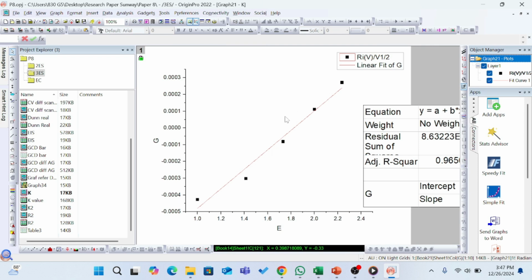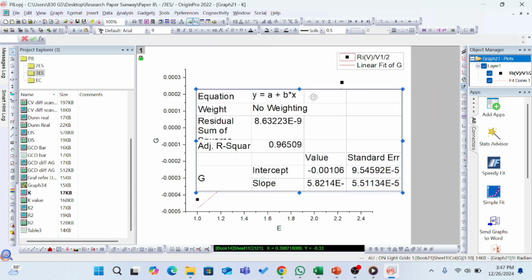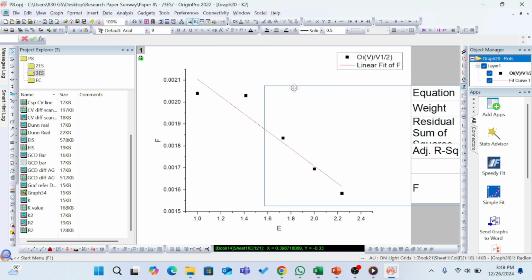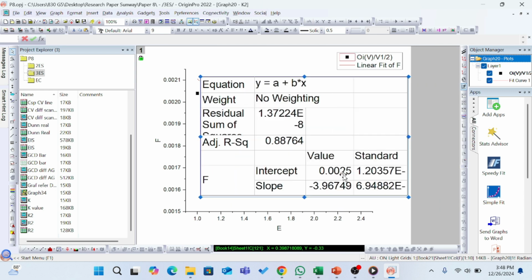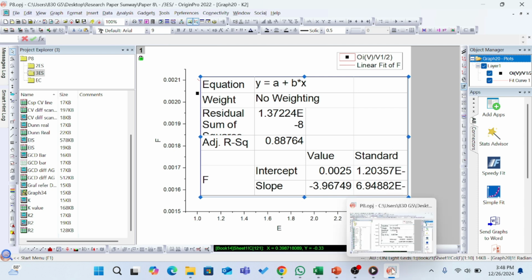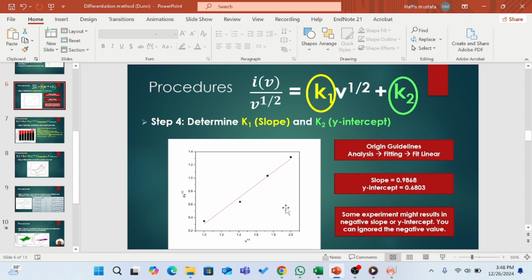From here, the same thing, you go to the analysis, go to the fitting and click linear fit. After you click the linear fit, this equation will come up and show you how much your intercept is and how much your slope is. Your slope is 5 point something and the intercept is negative something. Why do I get 2 k values? Because this one is negative, so I try another one to see if I get a positive value. In this case, the intercept I got is positive, but the slope is negative. So it can be either one. To make it easy, if either one is negative, just ignore the negative sign.